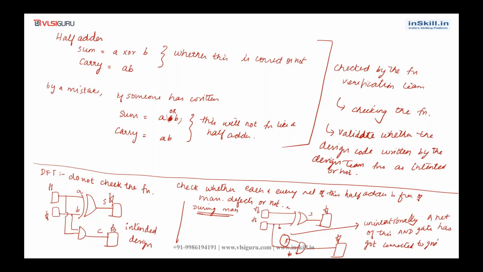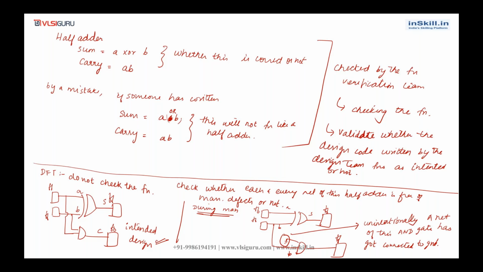So this type of thing will only be checked by the DFT engineer. We will be checking whether each and every net of this half adder is free of manufacturing defects or not. This is only our intended design. Say, for example, during manufacturing, the A net of this AND gate got unintentionally connected to ground. It's a manufacturing defect. This is what will be checked: whether there are any manufacturing defects in our chip. That is what the DFT engineers check.